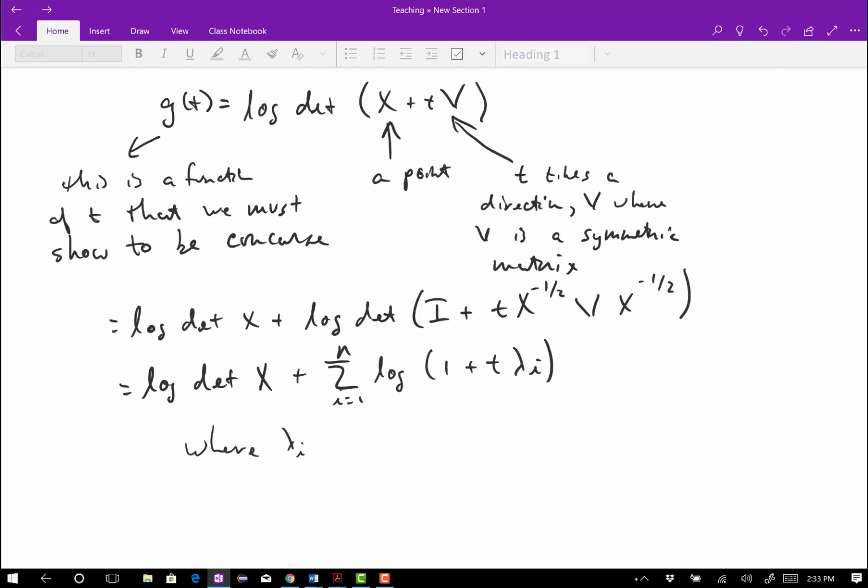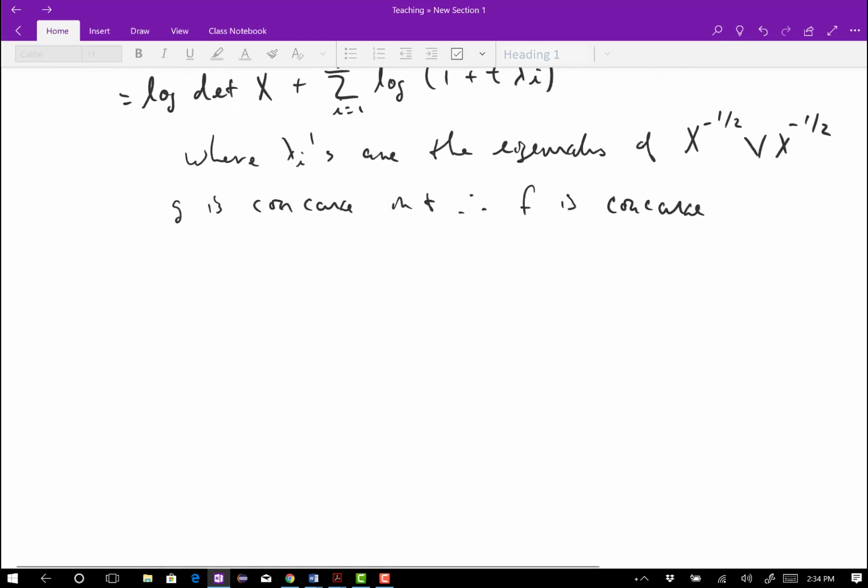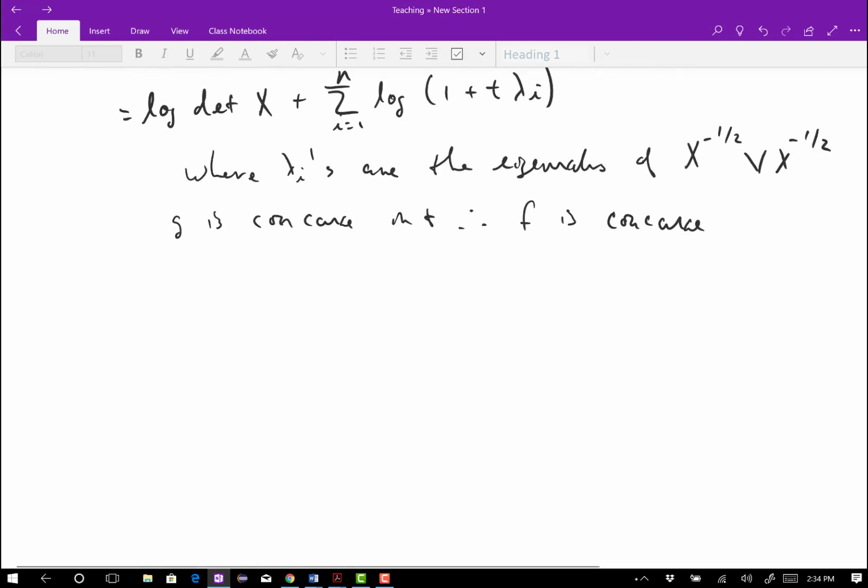Where these lambda i's are the eigenvalues of x to the minus 1/2 v x to the minus 1/2. And we see that g is concave in t. Therefore, f is a concave function. So I want to go through a little bit of what comes in between here.